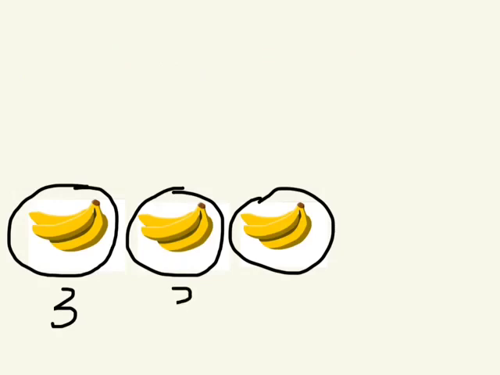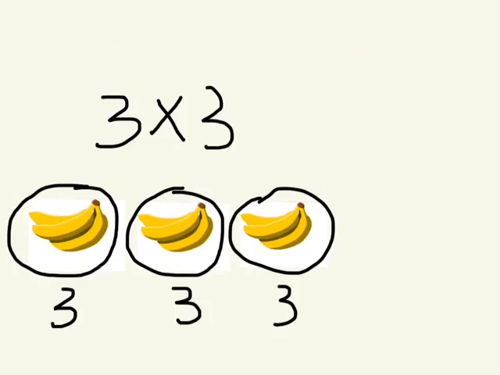1, 2, 3, just to make sure. 1, 2, 3. There are, in fact, 3 bananas inside each group. Now, I want to get my answer quickly, and multiplication is the best way to get an answer. And so I have 3 groups of 3 equals, and of course I'm going to use my 3 count bys, and so I have 3, 6, 9. 3 groups of 3 equals 9 bananas.